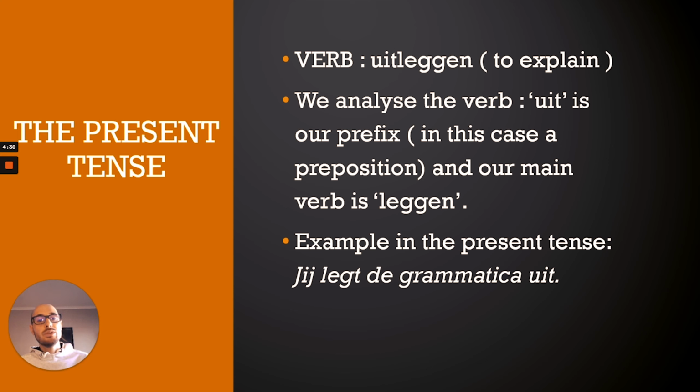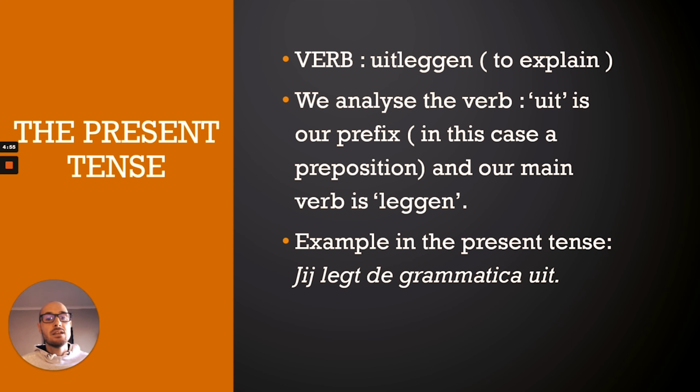Okay, so what do we do in the present tense? Well, we will put our main verb, leggen, in front, next to our subject. We will conjugate it, adapt it according to our subject. As you can see, jij legt. And what do we do with the prefix, preposition in this case? We put it all the way to the end in the sentence. As you can see, jij legt de grammatica uit.